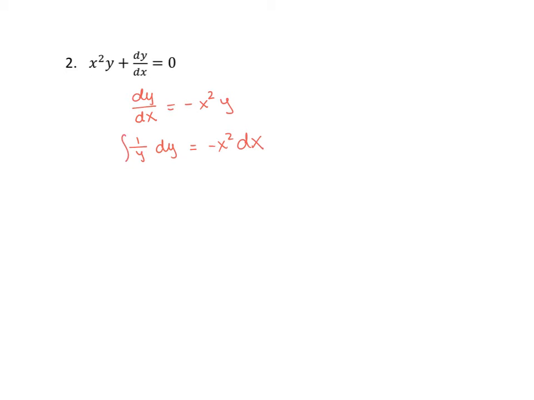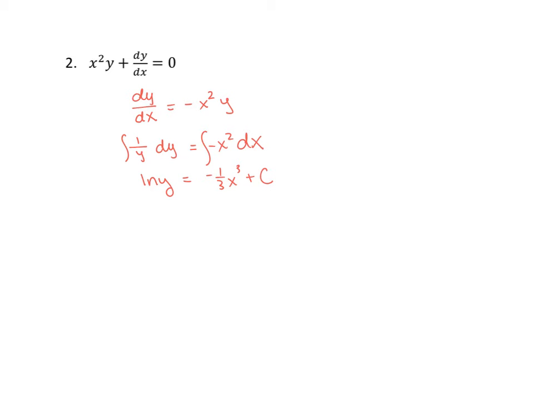This time, because 1 over y is special, I'm not going to write it as y to the negative 1, because I know it's just going to be ln y. So I have ln y equals the antiderivative of negative x squared, which is negative 1/3 x cubed plus c.